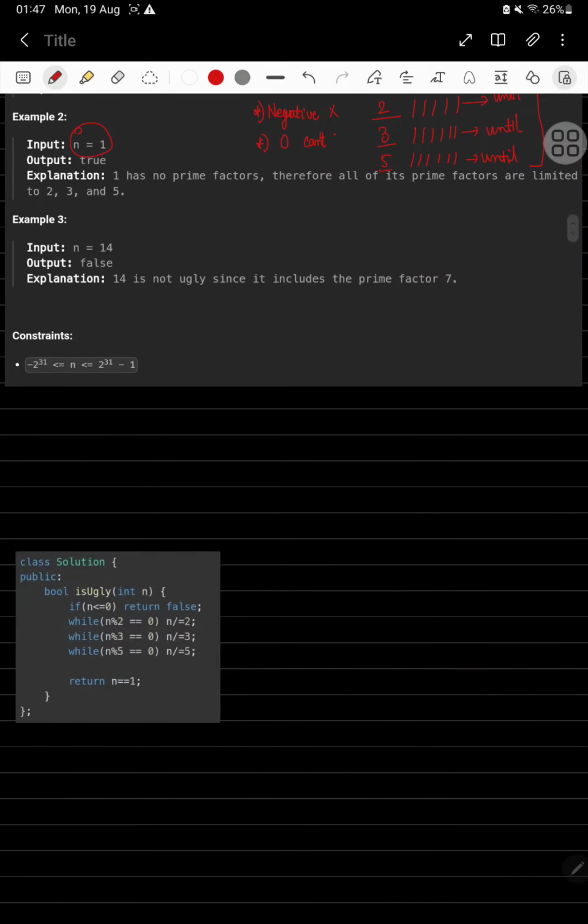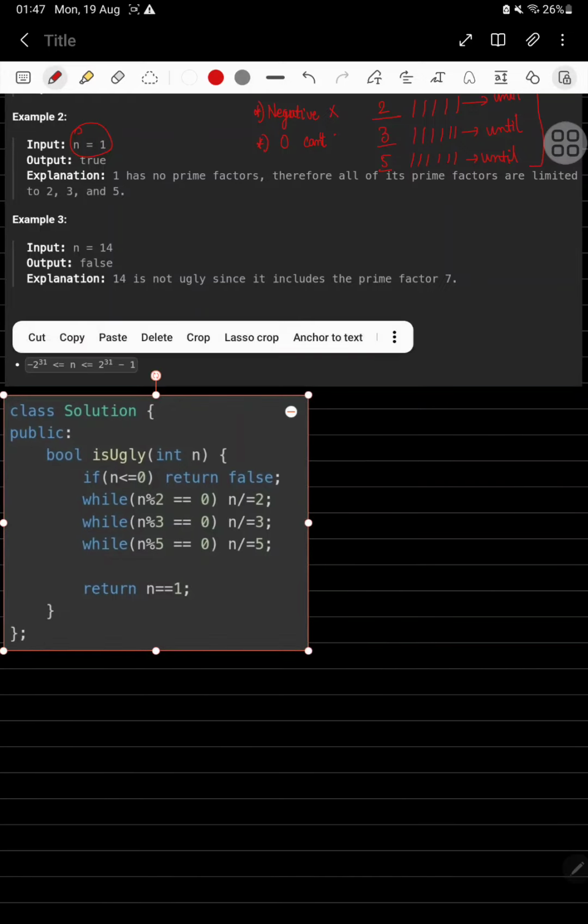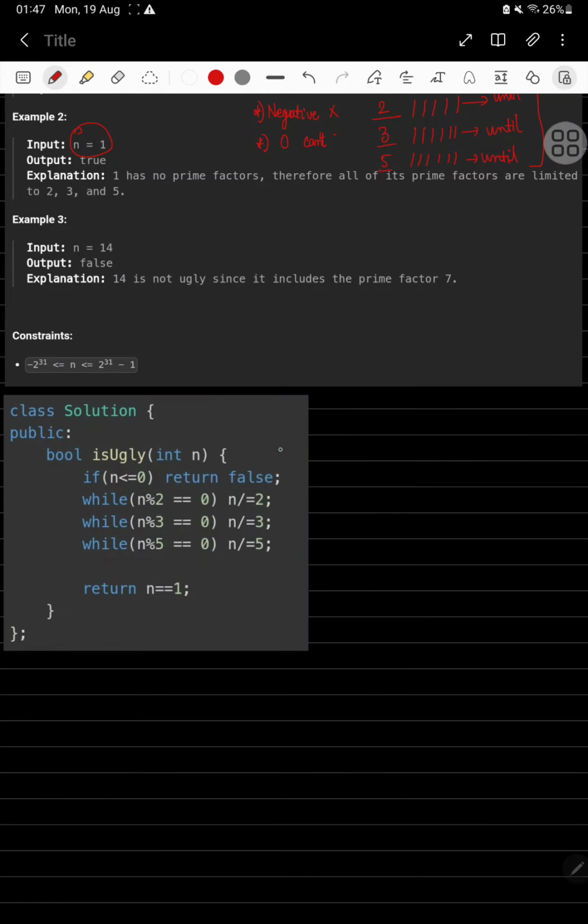Let us quickly look at the code, what we have done. This is the main point to remember: if the number is negative or 0, we just return false, as it cannot be an ugly number. Now these 3 lines are equivalent to this. We divide by 2 until it is no longer divisible by 2, divide by 3 until it is no longer divisible by 3, divide by 5 until it is no longer divisible by 5.